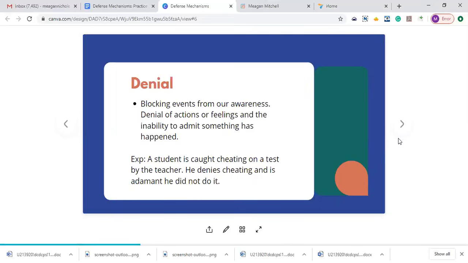The example here is a student is caught cheating on a test. The teacher saw it, it happened, and when confronted, the student says, I never was cheating, and is adamant that he did not do it. So just denying those actions or those feelings. Another example of denial may be a person that has a terminal illness, and the doctor asks, what have you done to combat these symptoms or deal with these symptoms? And they say, I don't have high blood pressure. They just flat out deny that it even exists.